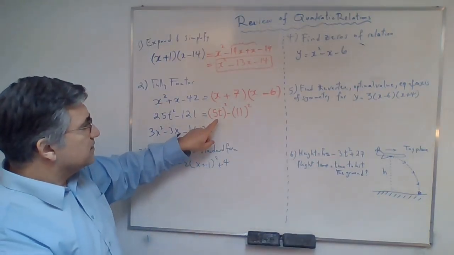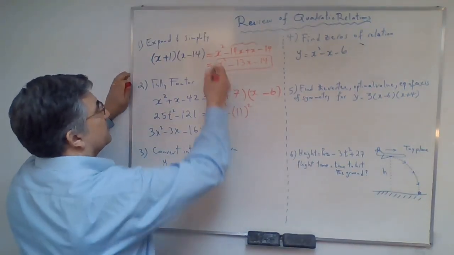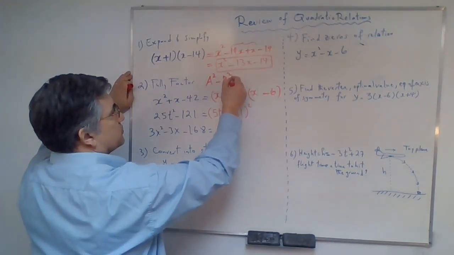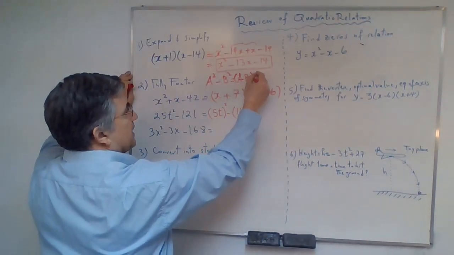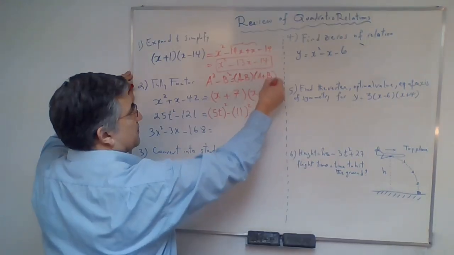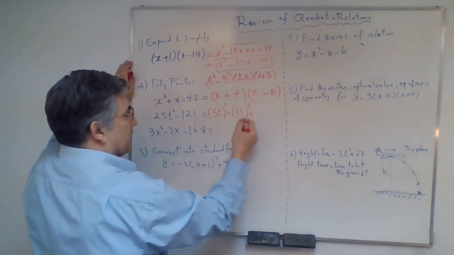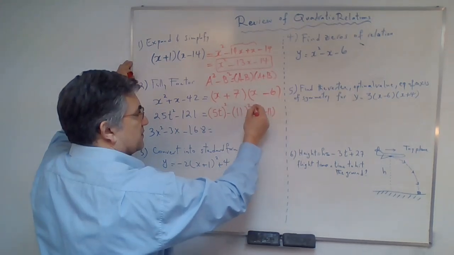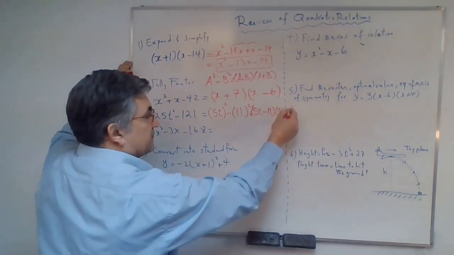So now we have something squared minus something else squared. And that reminds us of the difference of squares formula. We said that a squared minus b squared equals a minus b times a plus b. If you remember, it was called difference of squares. So the answer is going to be here 5t minus 11 and then times 5t plus 11.